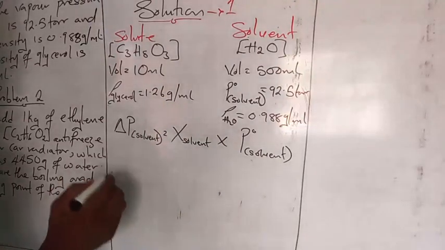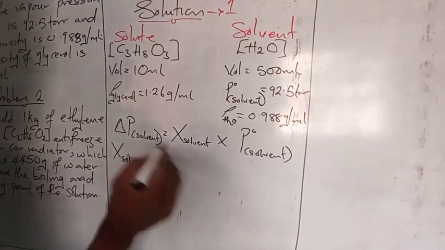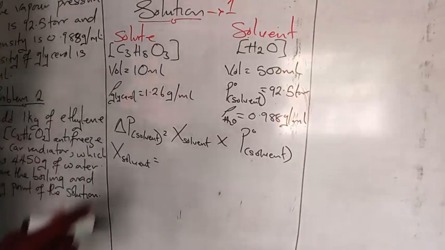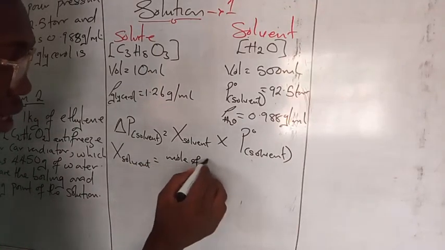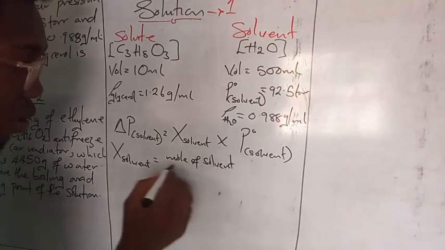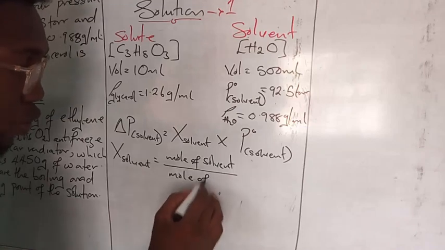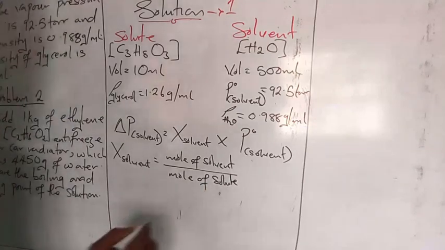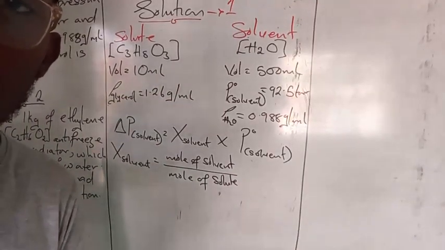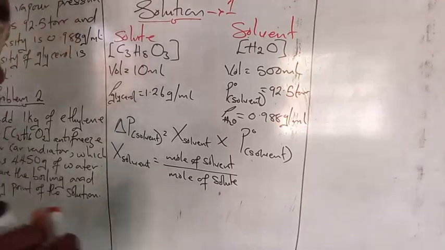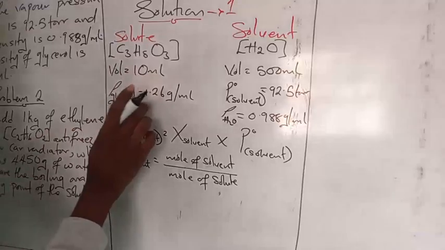But how do we get the mole fraction? We know that the mole fraction of solvent is equal to the mole of that solvent over the mole of solvent plus the mole of the solute. Okay, so now, what's our mole of solvent here? How can we get it? Let's get this mole.